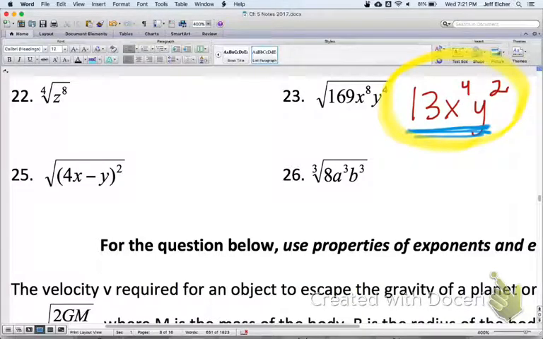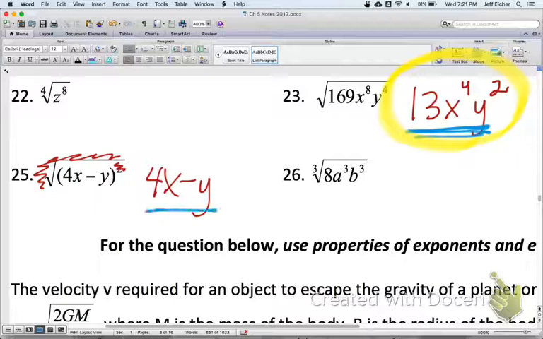The expression over here, the squared and the square root give you an exponent of 1, so you're left with 4x minus 1. Is it possible that this quantity equals a negative number? I hope you said yes. It could, depending on what x and y are. So you need absolute value bars around this quantity. That is our answer.